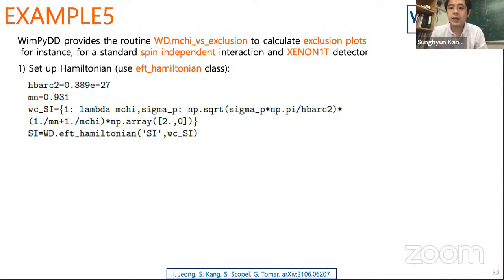And then the exclusion plot can be easily obtained too. WimPyDD provides the routine m chi vs exclusion to calculate exclusion plots.